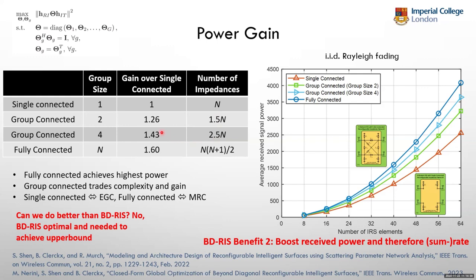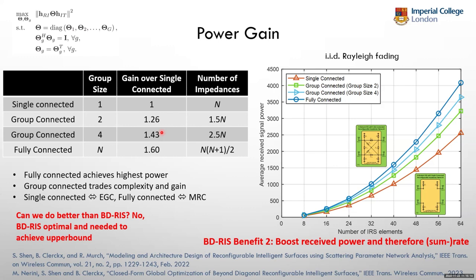And so intuitively, you can relate this to what we do in MIMO. In MIMO, you're familiar with equal gain combining and maximum ratio combining. Well, you can think of diagonal RIS as a form of equal gain combining. You only play on the phases of your scattering matrix, similarly to what you do in equal gain combining. With beyond diagonal RIS, you play on the magnitude and the phase. So this is actually reminiscent of maximum ratio combining. And this is the reason why beyond diagonal RIS is actually optimal.